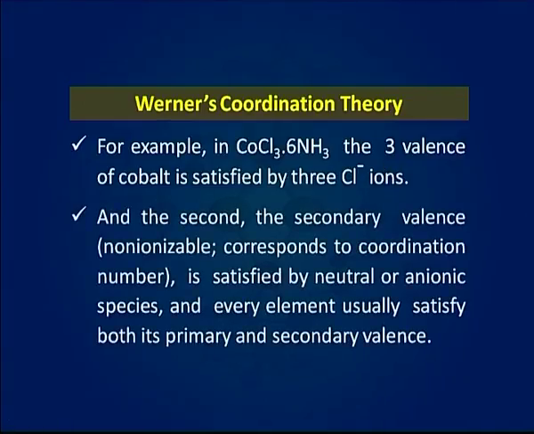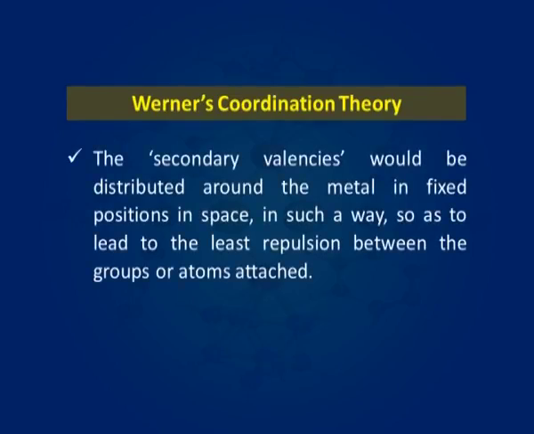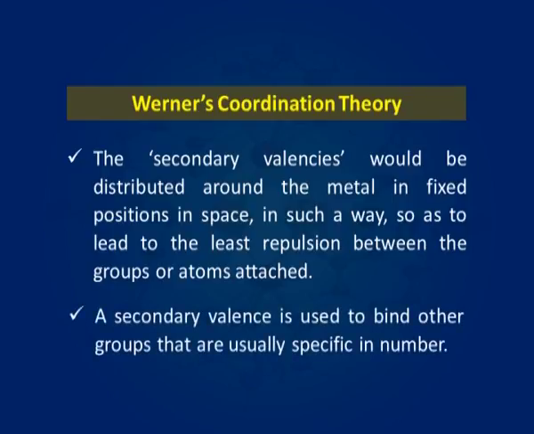Secondary valency is non-ionizable and corresponds to the coordination number. It is satisfied by neutral or anionic species, and every element usually satisfies both its primary and secondary valency. Further, he proposed that these secondary valencies would be distributed around the metal in fixed positions in space, in such a way as to lead to the least repulsion between the groups or atoms attached. A secondary valency is used to bind other groups that are usually specific in number.